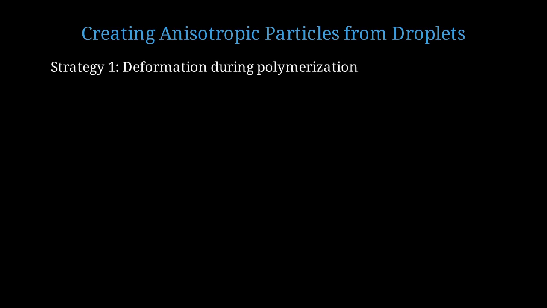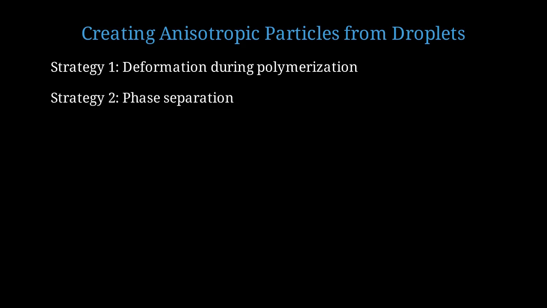How do we use droplets to make non-spherical particles? Droplets are naturally spherical due to surface tension. We need clever strategies. Strategy 1 is deformation during polymerization. We flow droplets through constricted channels that squeeze them into ellipsoids while simultaneously polymerizing to lock in the shape.